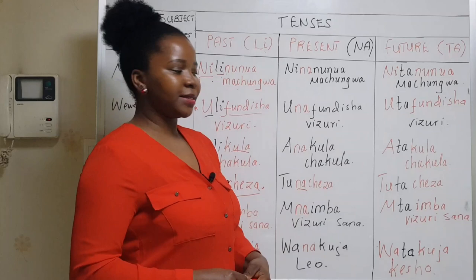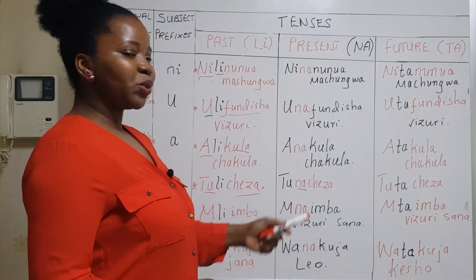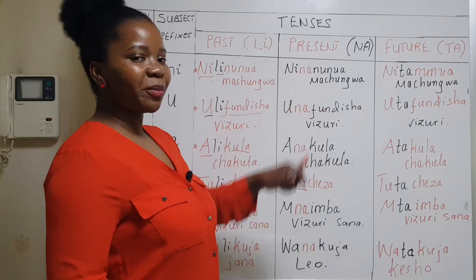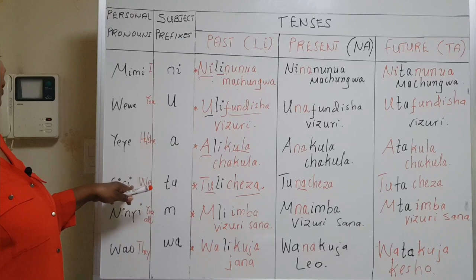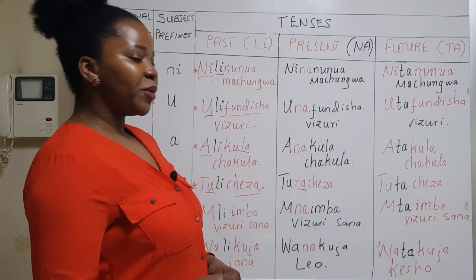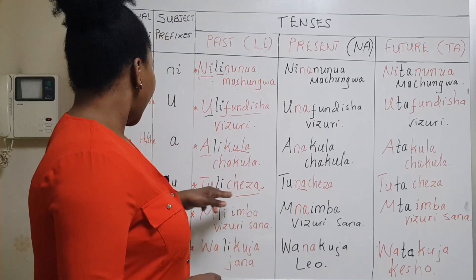So the next example is tunacheza. For the past tense, we said tulicheza. For the present tense, we say tunacheza. Na is for the present tense, and tu is the subject prefix, which stands to represent personal pronoun sisi. Cheza is a verb, which means play. So tunacheza, that means we are playing. We, sisi, we are playing.